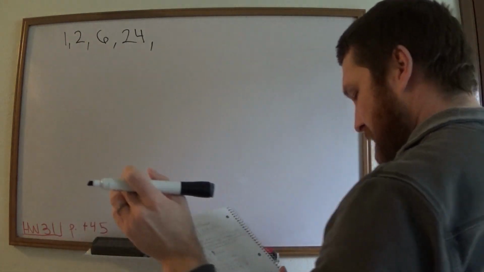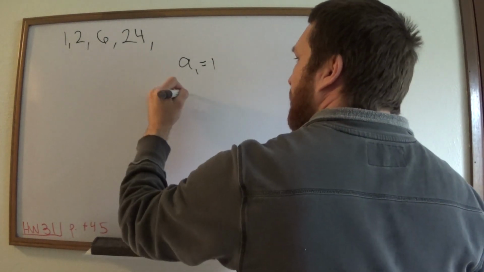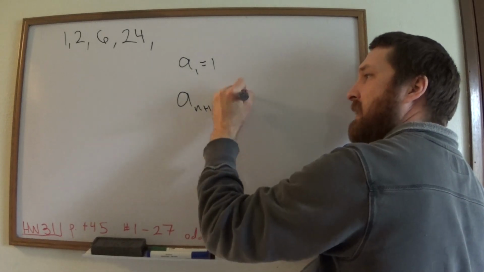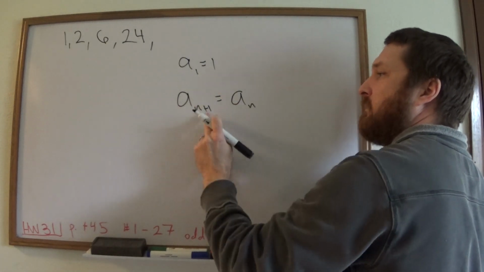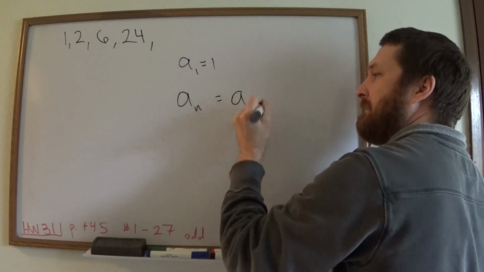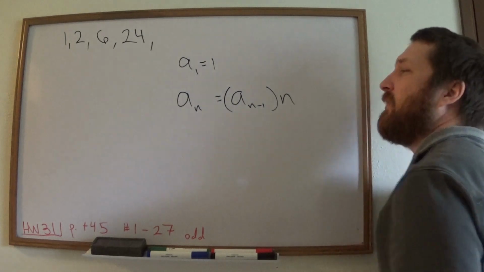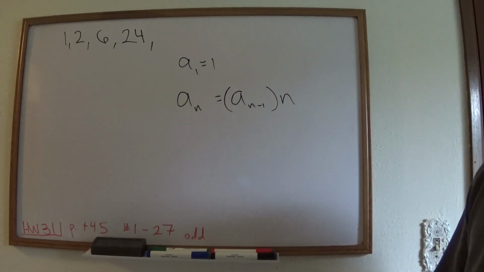What did we do? Well, this is what we did. A1 was 1, and then the way you get the next one is you take the previous one and multiply it by whatever number you're in. Right? And so now here's the thing.